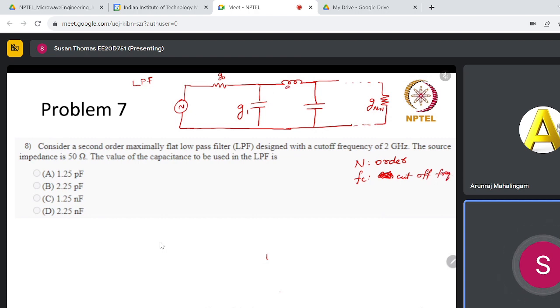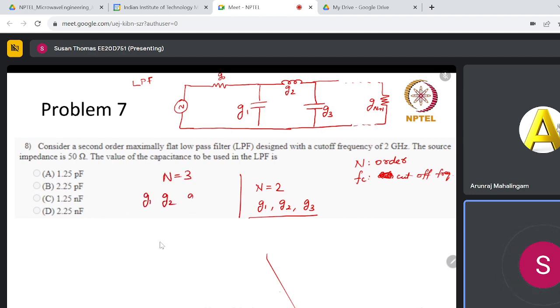Okay, so this will be called as G2, this will be called as G3, and so on. So suppose if the order of the filter n is equal to 2, then we will have G1, G2, G3. So G3, that is Gn plus 1, will be the last element. Suppose if the order is 3, then G1, G2, G3, G4. So G4 will be the last element. Okay.